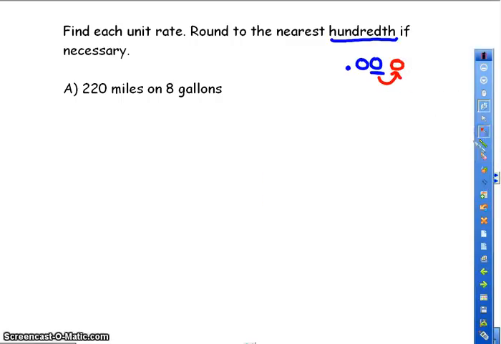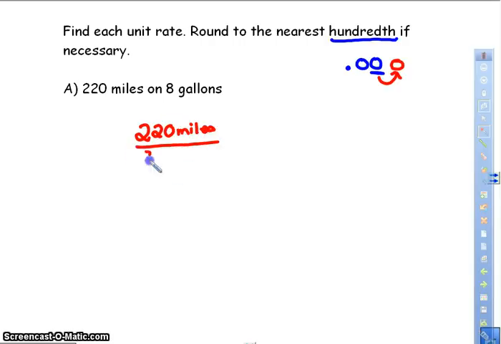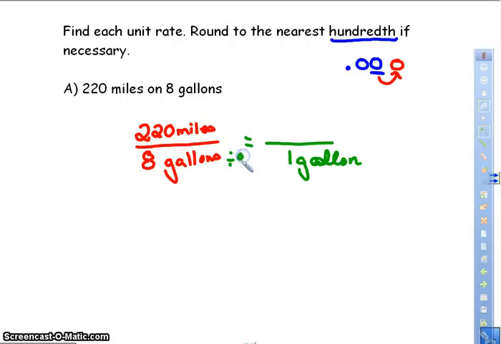All right, so I have 220 miles on 8 gallons. And once again, you're allowed to use a calculator, so feel free to do that. So 220 miles is my numerator for every 8 gallons. I would assume this has to do with how far you can travel on 1 gallon of gas. Since I'm finding my unit rate, I know I want the answer to be 1 gallon. So if I want it to be per 1 gallon, I know 8 divided by 8 equals 1. Any number divided by itself is 1.